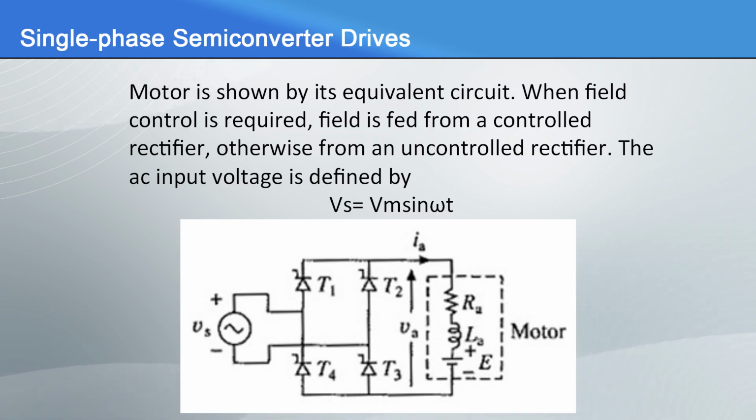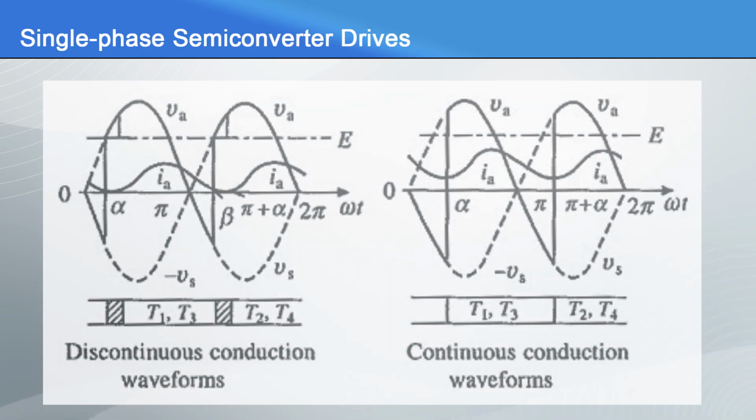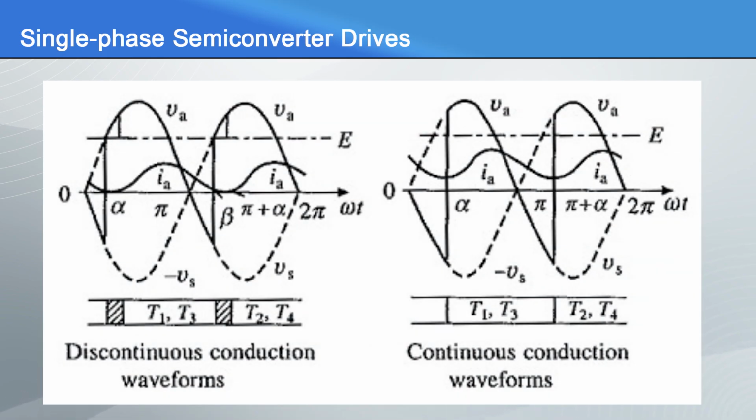The AC input voltage is defined by Vs = Vm sin omega t. In the cycle of the source voltage, thyristors T1 and T3 are given gate signal from alpha to pi, and thyristors T2 and T4 are given gate signal from pi plus alpha to 2 pi.